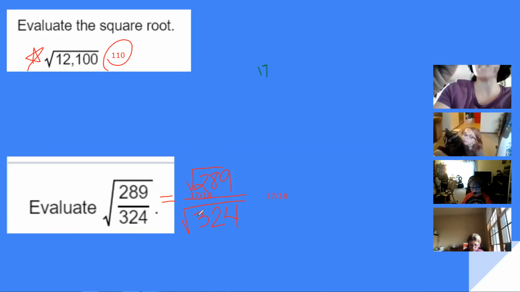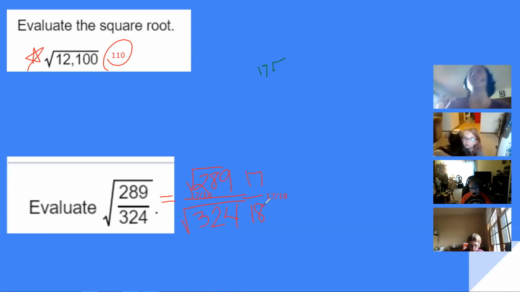So, yes, the square root of 289, you do get 17, and the square root of 324, you do get 18. So 17 over 18. And you would leave that as a fraction.